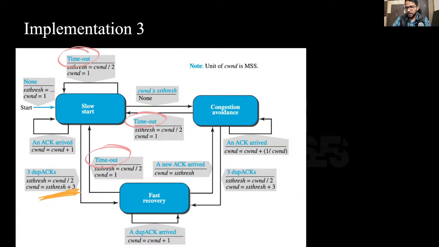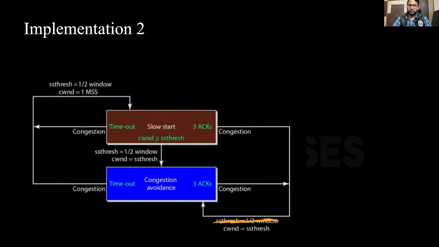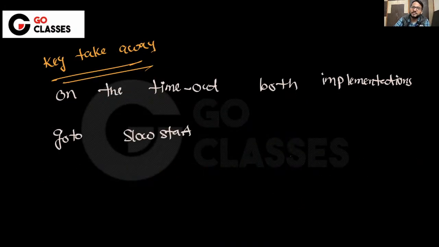Sumant is asking, when we are in the slow start, if we get 3 duplicate ACKs, then we go to the congestion avoidance in implementation 2. He is saying that if we are in the slow start, we get the 3 duplicate ACKs. Yes, you always go to the congestion avoidance in case of 3 duplicate ACKs. Fortunately, what you are doing on the 3 duplicate ACKs, you do not need to remember. They will tell you, because on the 3 duplicate ACK case, the things differ in every implementation.